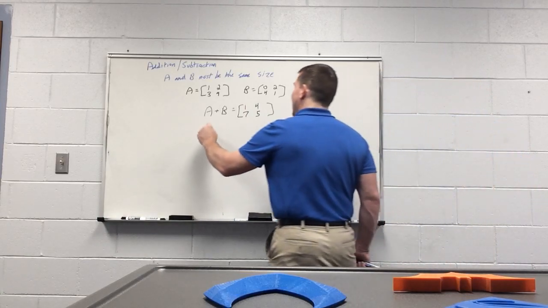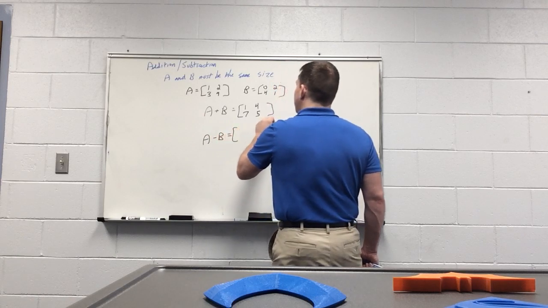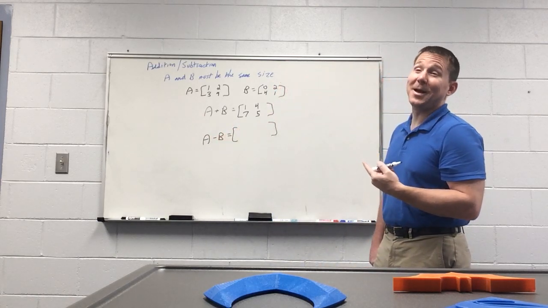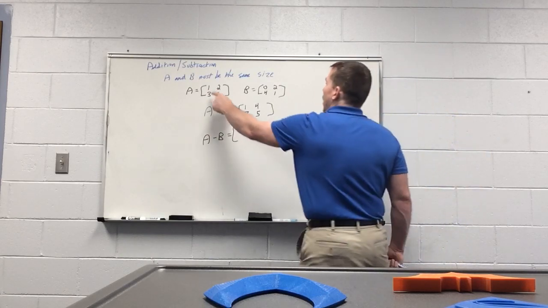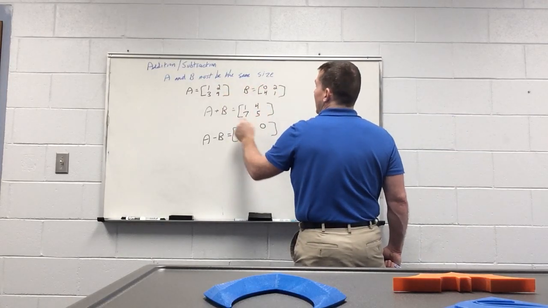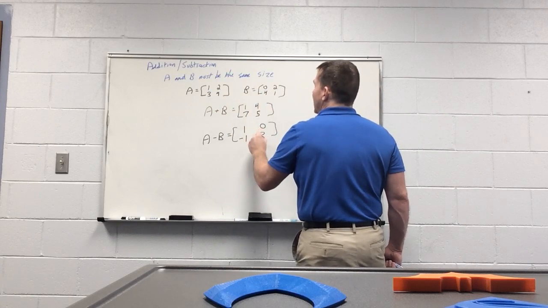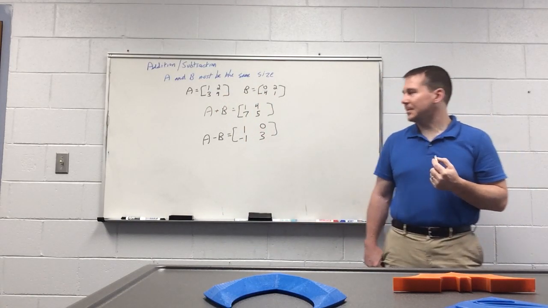If I wanted to subtract them, A minus B, well, I would logically do the same thing. I would take my 2 by 2 and my 2 by 2, and I would get a 2 by 2 out, and I would subtract component-wise. 1 minus 0 is 1, 2 minus 2 is 0, 3 minus 4 is negative 1, 4 minus 1 is 3. And there's my subtraction.